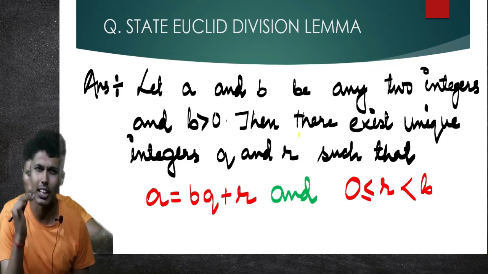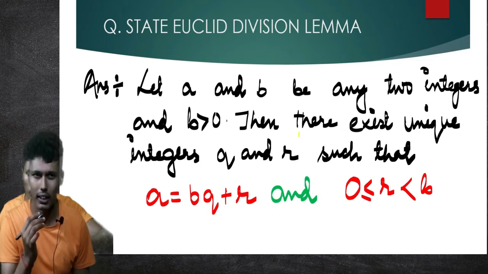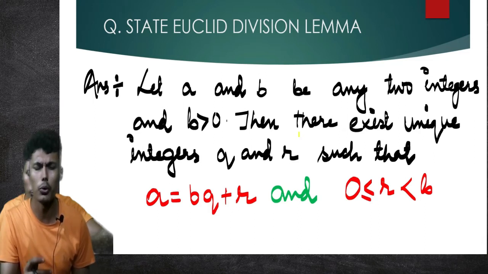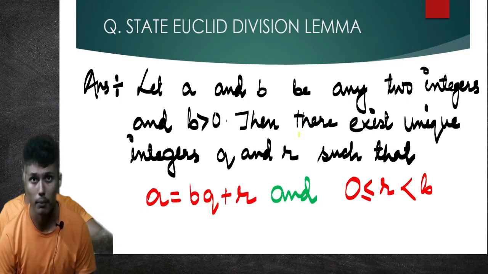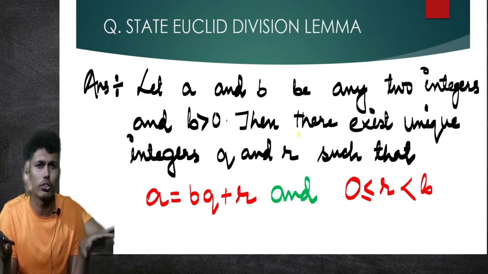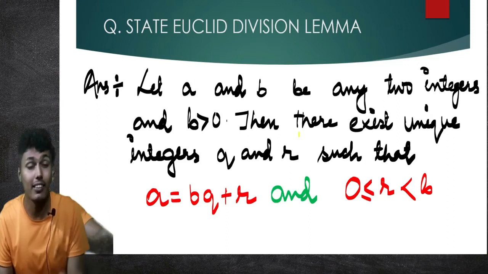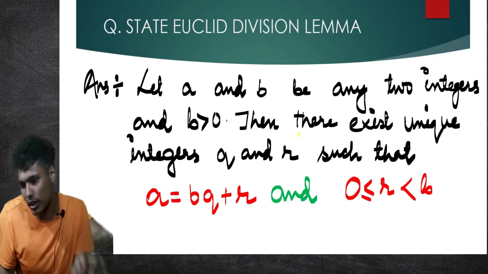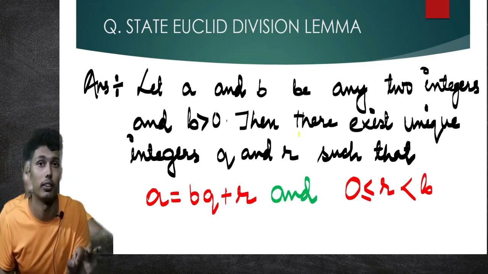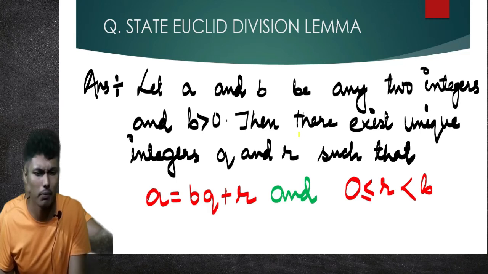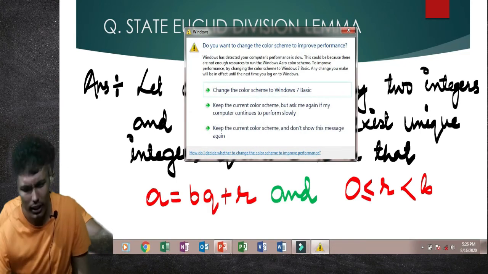This Euclid division lemma is very useful in solving exercise 1.1, and even while you do calculations with polynomials in chapter number 2. When you are dealing with all those things, it is very important. Even if it is not asked directly, or is not asked in any other question, this concept is very important. It's a basic concept, and it is very important. So let's see.